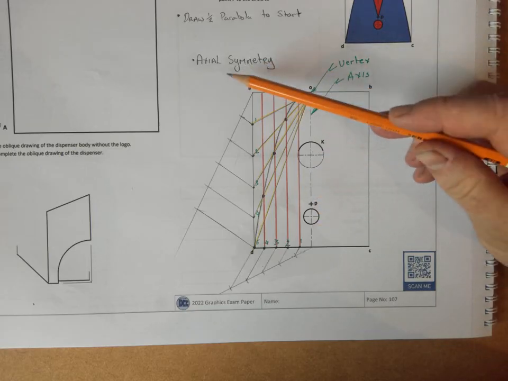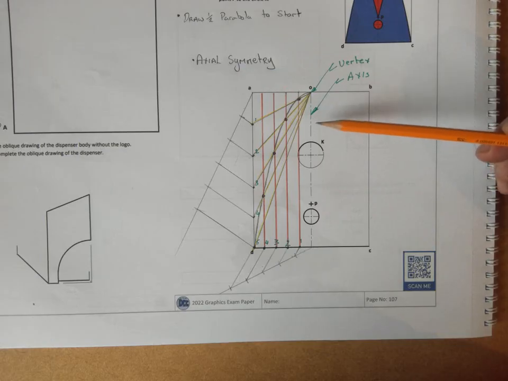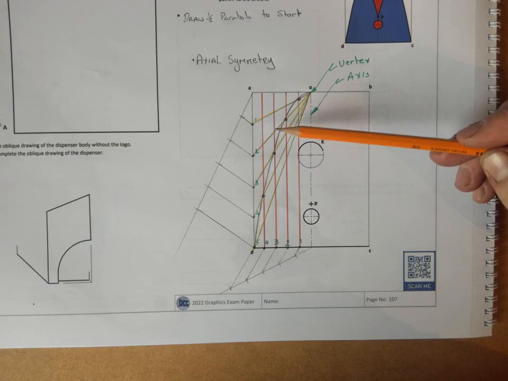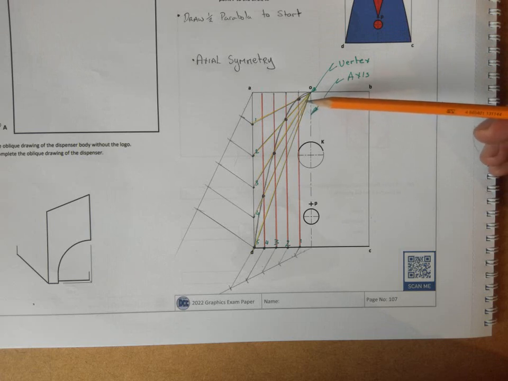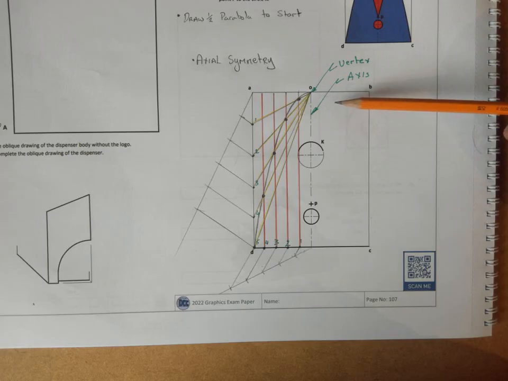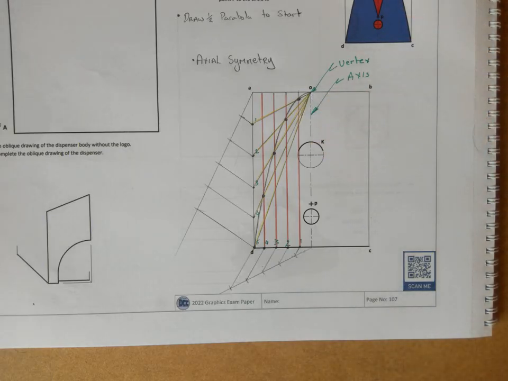And that's where the word axial comes from. Symmetry means, if you remember, everything on the left hand side is a mirror image of what's on the right, like a butterfly. So what we can do is, we can transfer these points through the axis of the parabola with a construction line perpendicular to the axis.